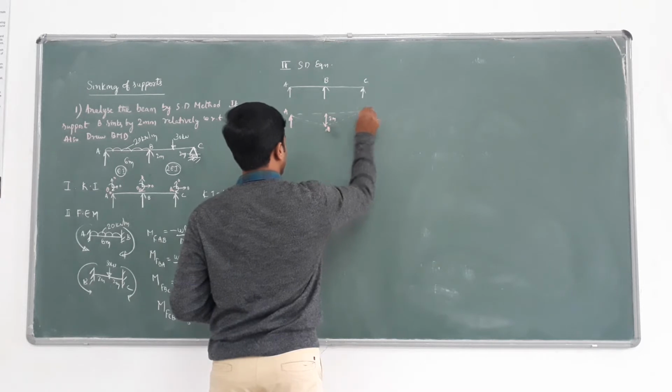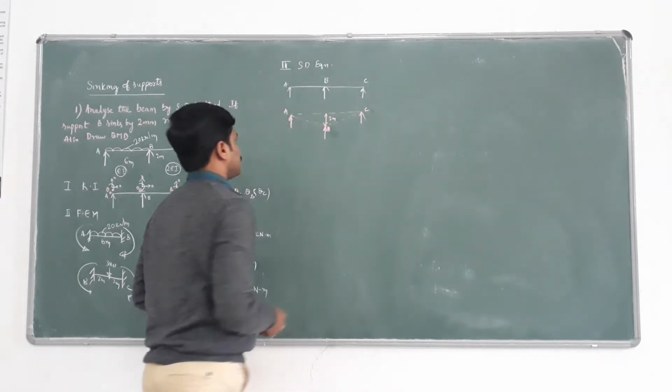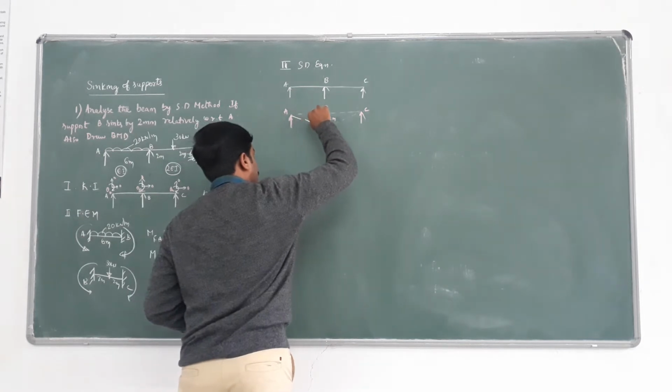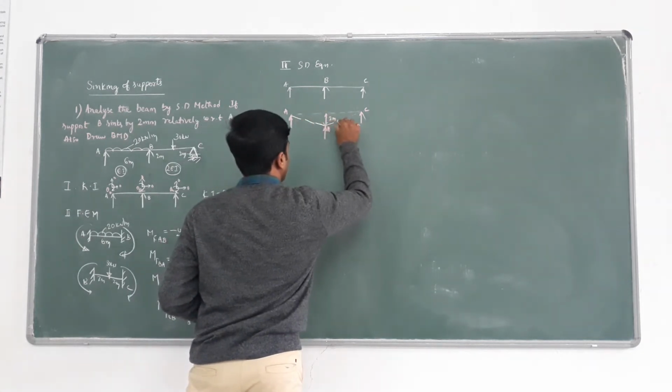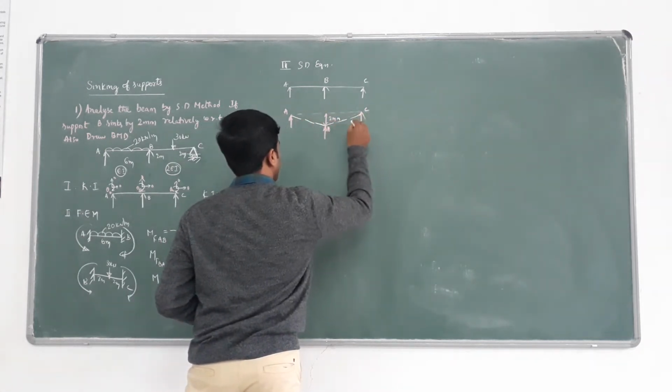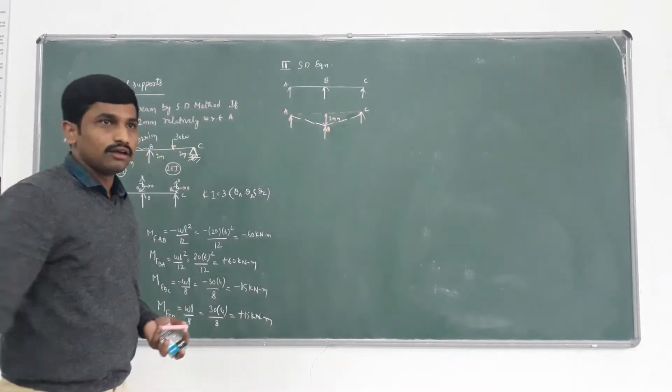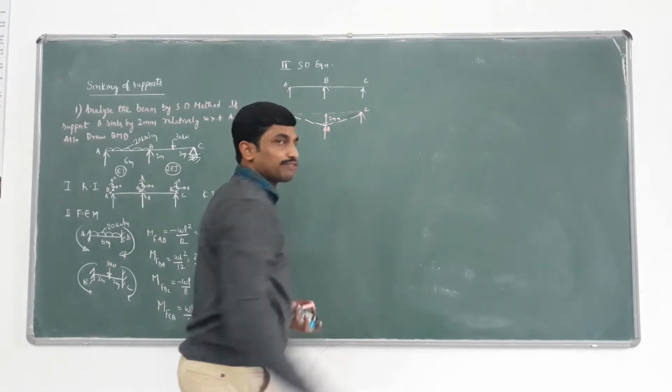Relatively with respect to A. See, this is the original beam. Now, your beam sinks by 2 mm, 2 mm relatively with respect to A. Now, this is the original pattern of the beam.